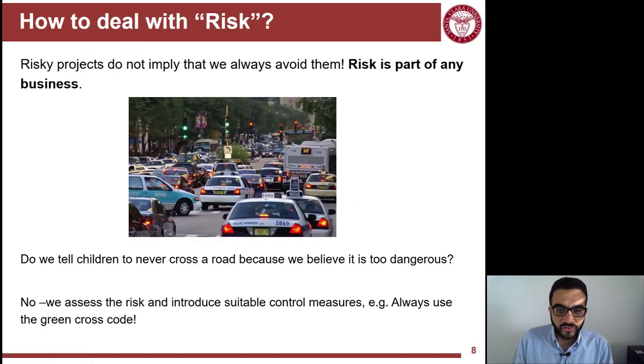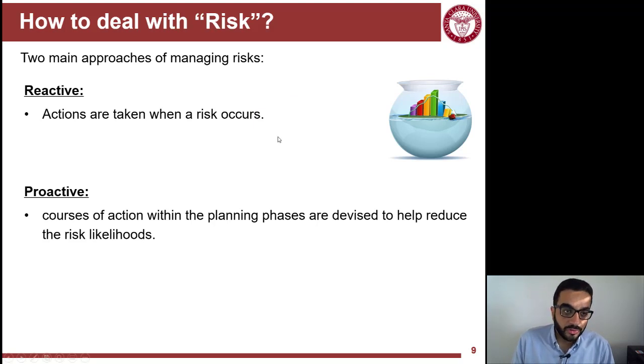So how to deal with risk? Risk is part of the business. You can't run away from it. And this is what we tell our kids. If you're going to cross the street, there's risk of being hit. So we don't tell them, don't cross the street. We tell them, cross the street after looking left and right, right? So you have to deal with risk. There is no running away from it.